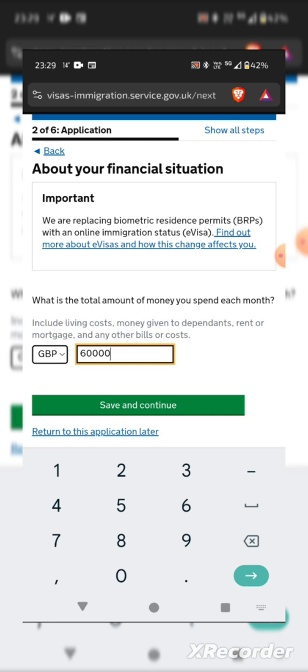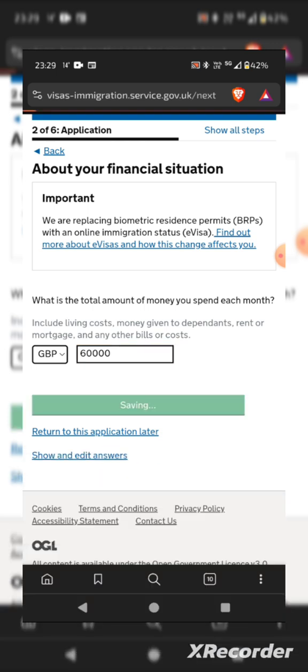Okay, 60K. Spend less than you earn and save the rest. That's what they expect. So 60K, save and continue.